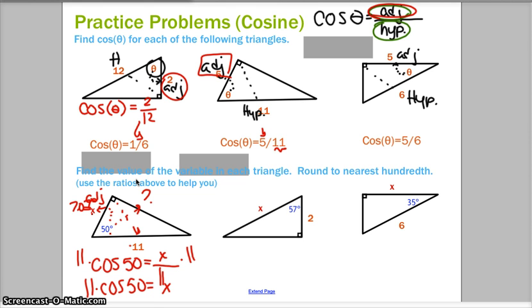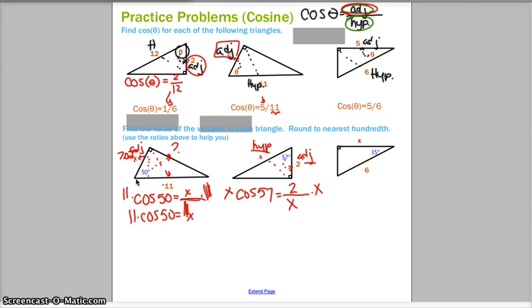For the second one, I have an adjacent length to my angle, and I have the hypotenuse. So because I have adjacent and hypotenuse, I'm using cosine of 57. The adjacent value goes on top, the hypotenuse value goes on bottom. How do we get x by itself? Because it's being divided, just like in the first one, 11 was divided, so we multiplied by 11. X is being divided, so I'm going to multiply by x. I have x times the cosine of 57 equals 2. X isn't by itself yet. The cosine of 57 is just a number.